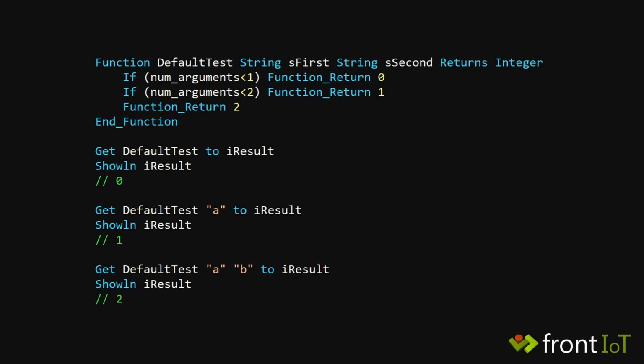There are some cases where you want to add default values to your input parameters so that you do not have to set them on every call. This can be done by checking how many parameters were included in the call using the built-in variable num arguments.